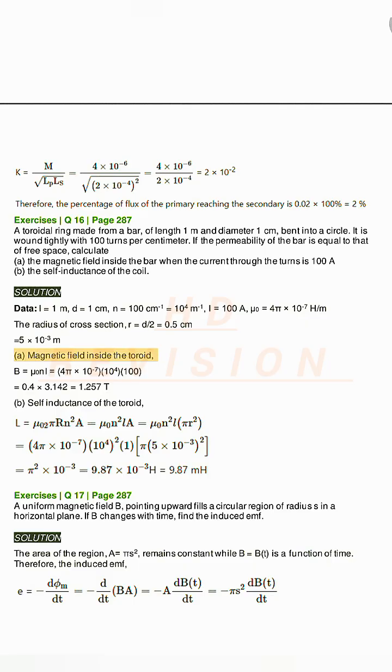A. Magnetic field inside the toroid: B equals mu 0 N I equals 4 pi times 10 to the minus 7 times 10 to the 4 times 100 equals 0.4 times 3.142 equals 1.257 T. B. Self-inductance of the toroid.